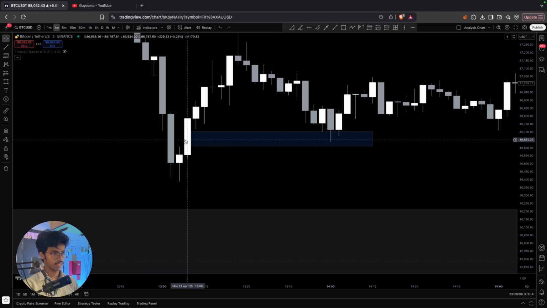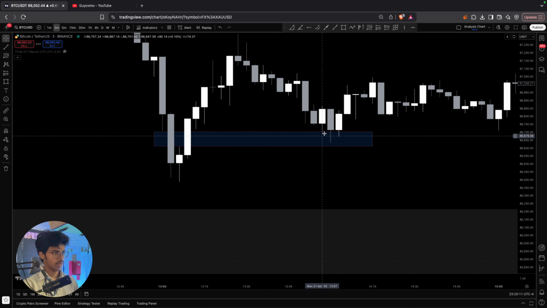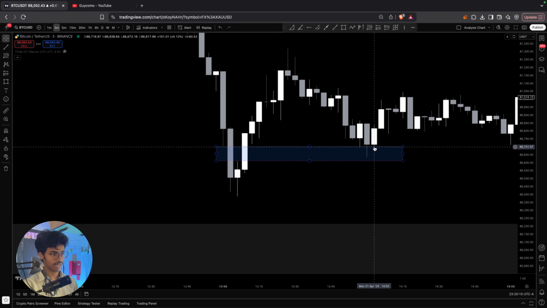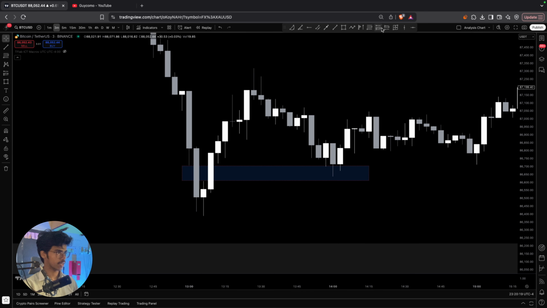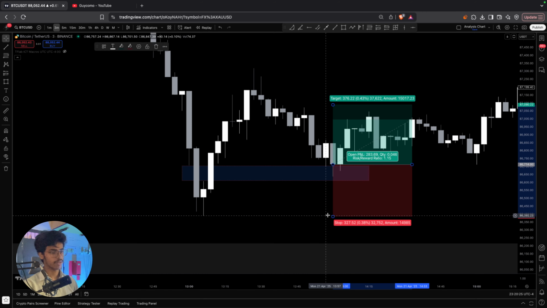So now, this is the point, and let me just put it down. I put my entry in, and can you see how well it is? The bodies are exactly respecting that, right? So I got my entry at this point. I set my stop loss at this point. Now where should I set my target?